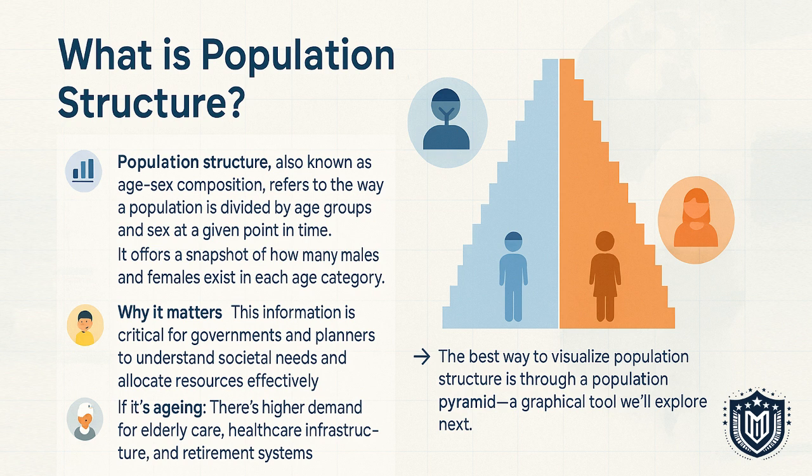Population structure, also known as age-sex composition, refers to how a population is divided by age groups and gender at a specific point in time. This breakdown offers a detailed snapshot of who makes up a society, from children and working-age adults to the elderly, and whether they are male or female.